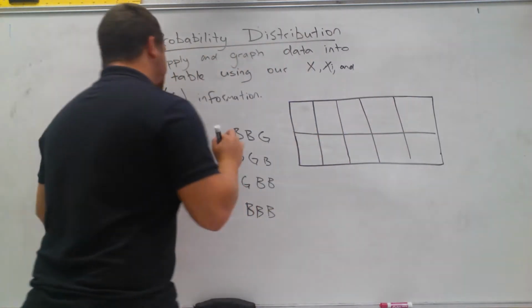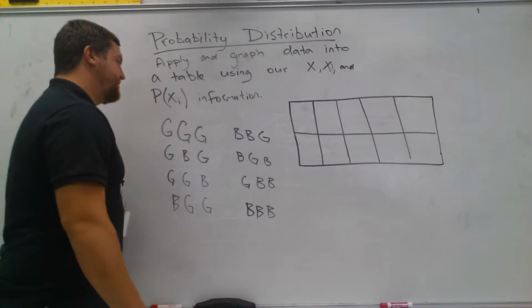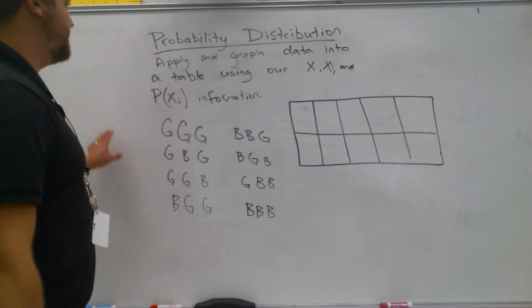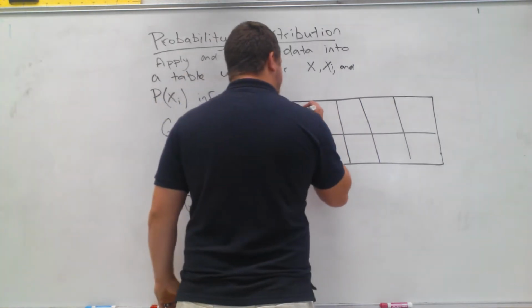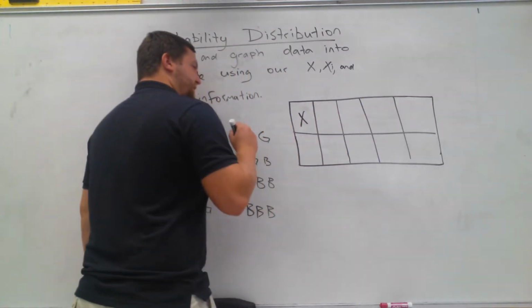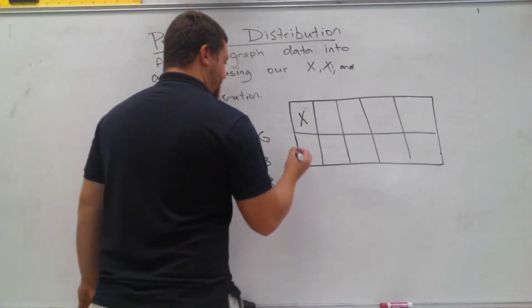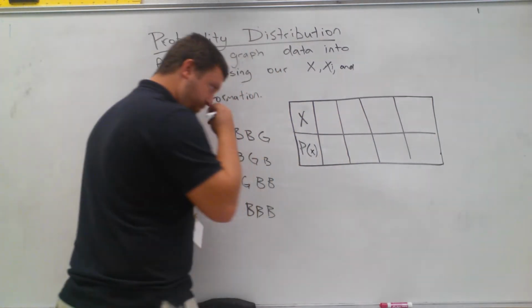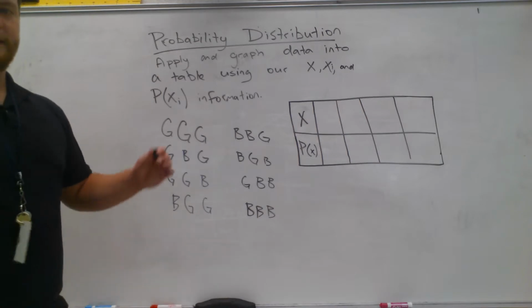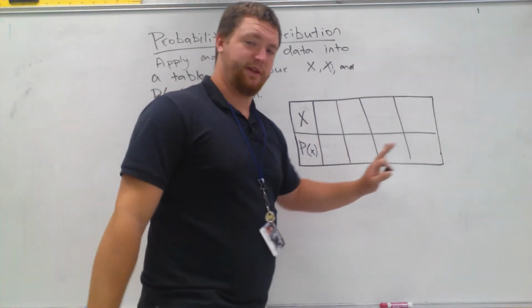Before I do that, remember when I told you what x and px were? X was kind of my outcomes, like the number of outcomes, and px is the probability of those outcomes. Then p of x sub i is each of these individual ones. So we're going to talk about that for a second.